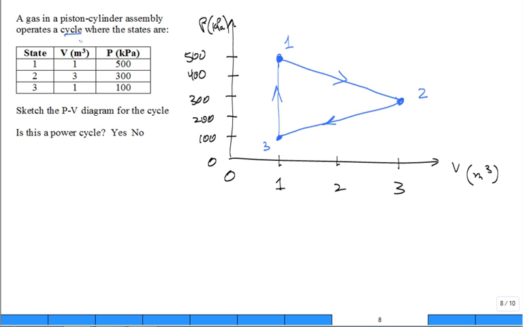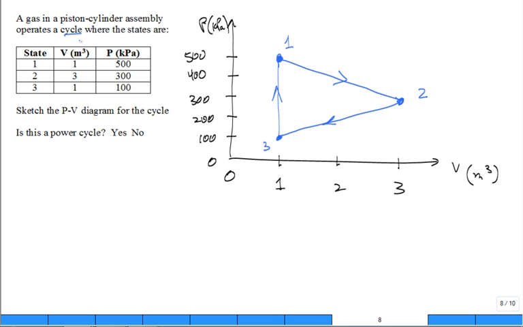Is this a power cycle? I'm going to pause and walk around. Is it yes or no? Is this a power cycle? If it's not a power cycle, it's either going to be a refrigeration or heat pump. It's either one of those 3 at this point in our discussion. But power, yes or no? Is it a power cycle?